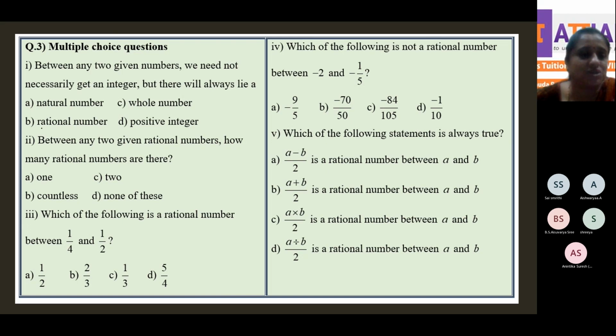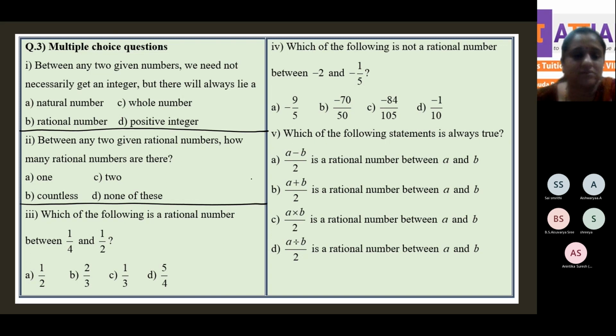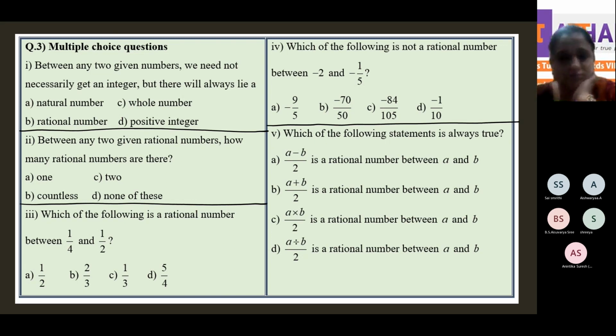There are 5, one each. Somebody try the first one, another one, second, third, fourth, and fifth. Ma'am, do we have to write this in our notebook? Yeah, now we'll discuss the answer and then I suggest you write it in your book. You should, so that you can revise later. Yes, ma'am. Anyone can try.